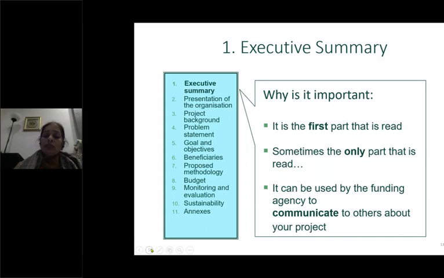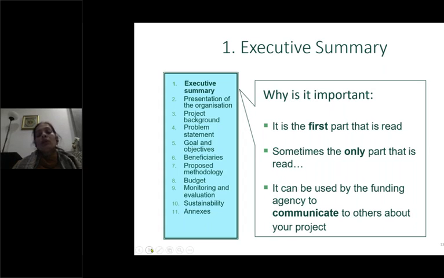And why is it important? Because it is the first part that is read. Sometimes, if the project is not written nicely, it is rejected straight away. Reviewers read just the executive summary and then move to the next thing; they don't look at anything else. If it is not an effective summary and doesn't impress the reviewer, they will not go to the next step.